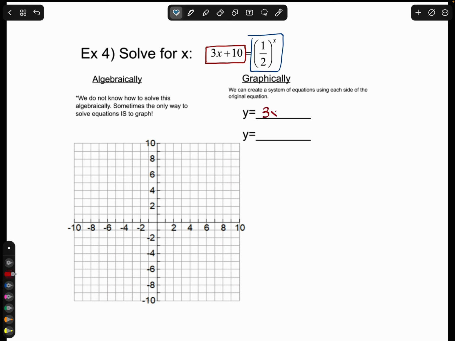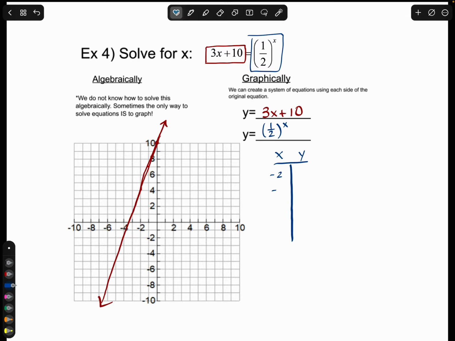So I'm going to do just like I did in the previous problem. I've got y is equal to 3x plus 10, and I have y equals 1/2 to the power of x. Now y equals 3x plus 10, right? Our y-intercept is 10. We can't go up anymore, so we'll go down 3 and back 1 just to graph that line. Connect those points to make our nice line. Got a little shifty on it there, sorry. There we go.